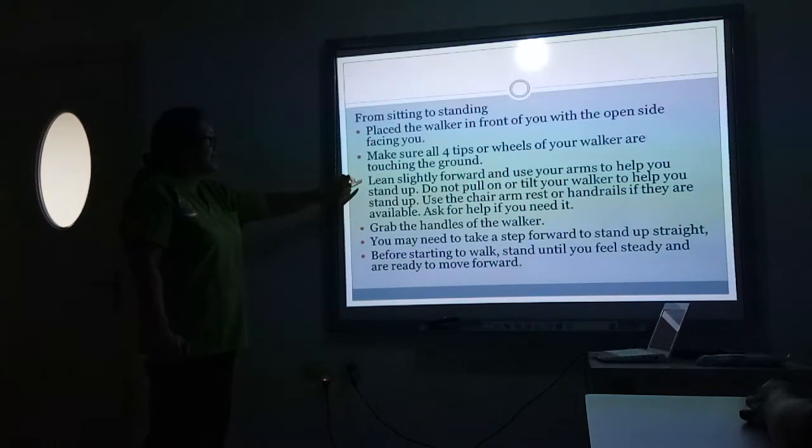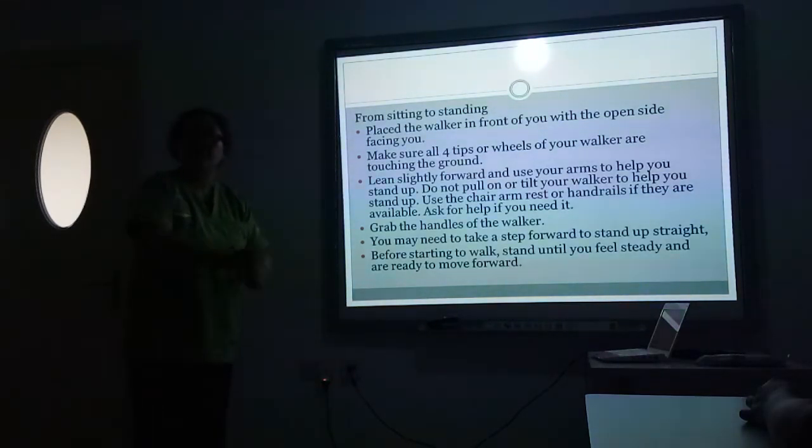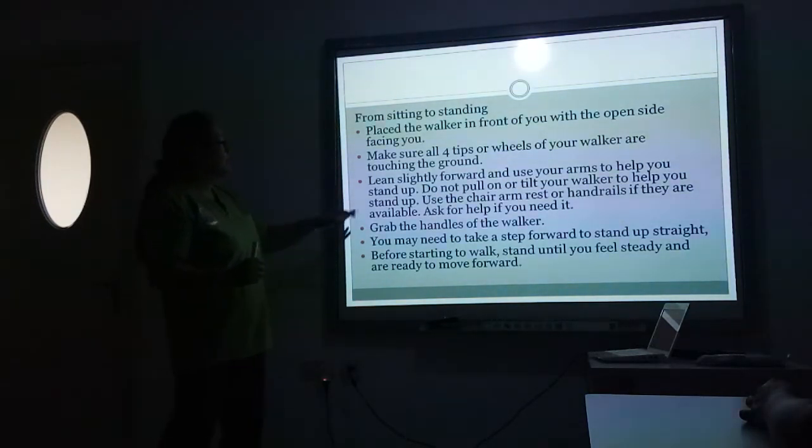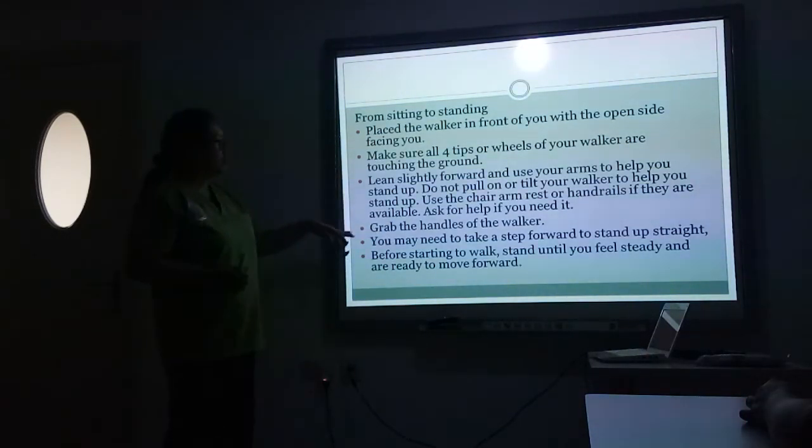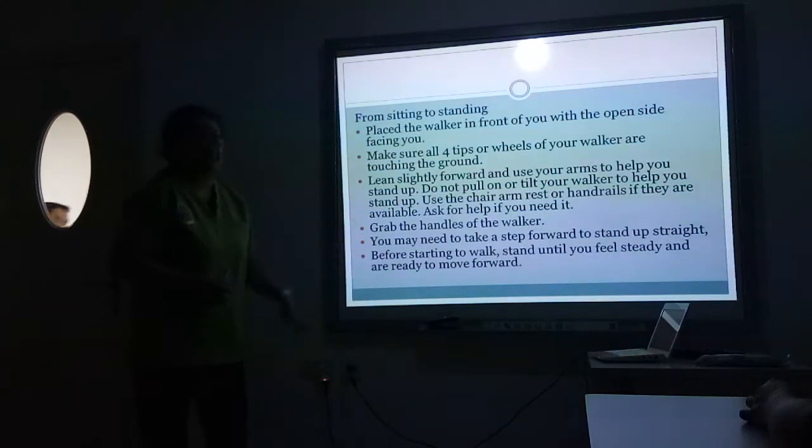Lean slightly forward and use your arms to help you up or stand up. Do not pull on or tilt your walker. Okay, huwag nyo i-gano ng walker. Dapat lagi siyang nakababa sa floor. Bakit pag ganon? Tutumba ka, di ba? Okay. So, if you cannot do it, ask for help. Grab the handles of the walker. Then you may need to take a step forward to stand up straight.